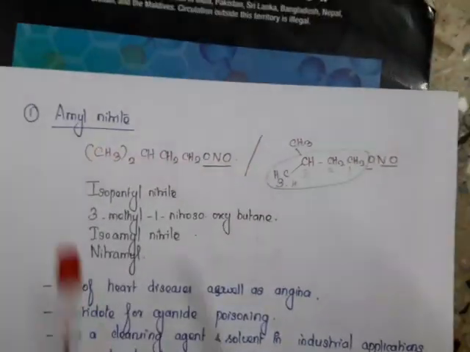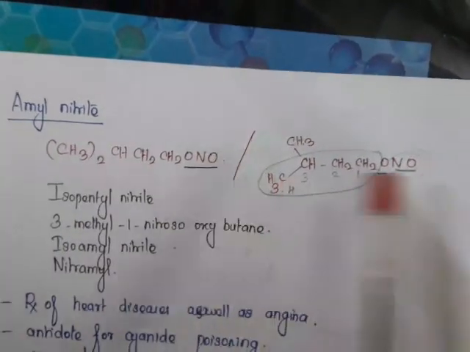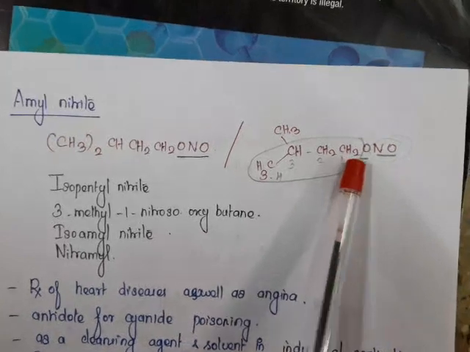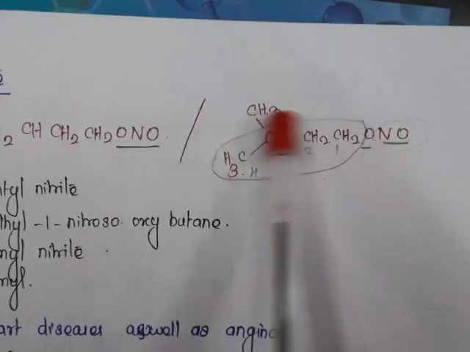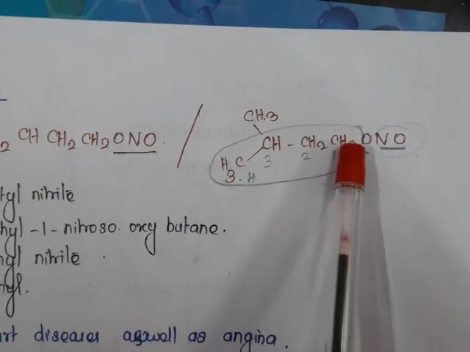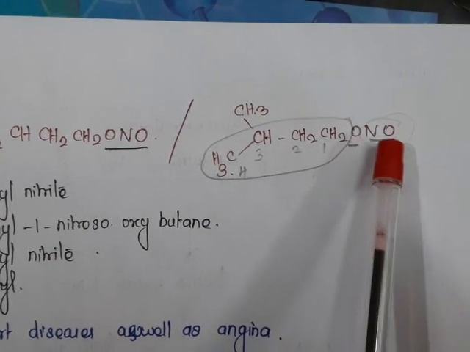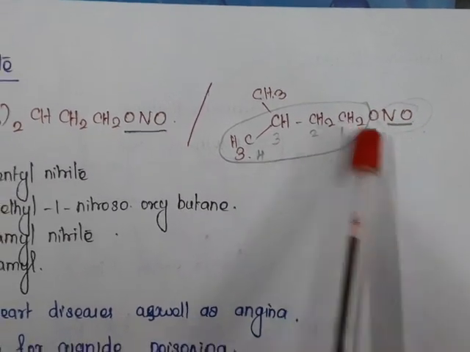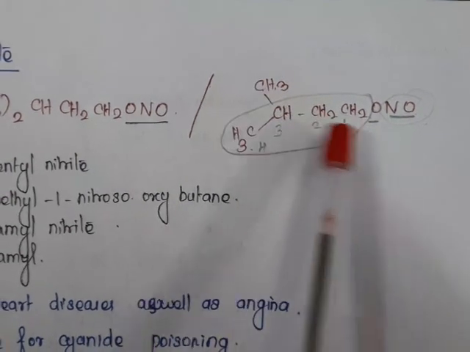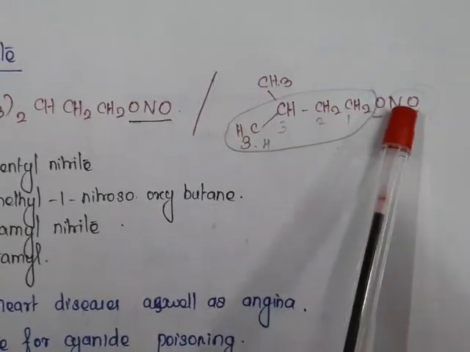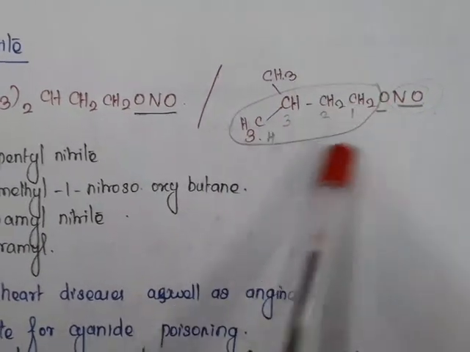Now we will see the drugs under nitrovasodilators. The first one is called amyl nitrite. The formula is (CH3)2CH-CH2-CH2-ONO, where the CH is connected with two CH3 groups. How many carbons are here? Four carbons, that's why it is a butane. With the butane, the first position has the nitroso oxy group, and the third position has a methyl. That's why it is called 3-methyl-1-nitrosooxy butane. Otherwise, totally this can be called isopentyl nitrite.